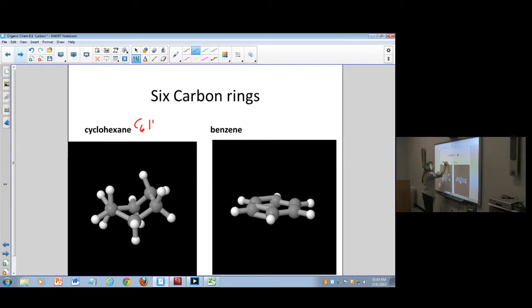It's C6H12, but what I want you to see is this isn't flat. Here's carbon, then it goes down 109.5 degrees, another carbon. It goes up 109.5 degrees, another carbon, et cetera, et cetera. So you can see that this is not flat. However, with the benzene C6H6, notice how planar this molecule is. This one's not planar, and this one is planar. And that has a lot to do with how they react.